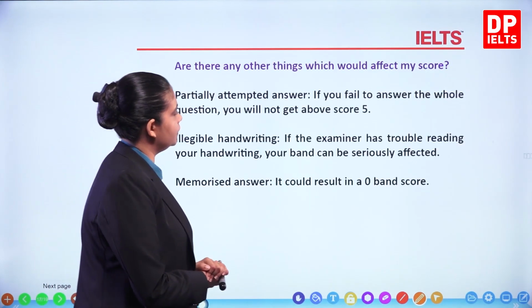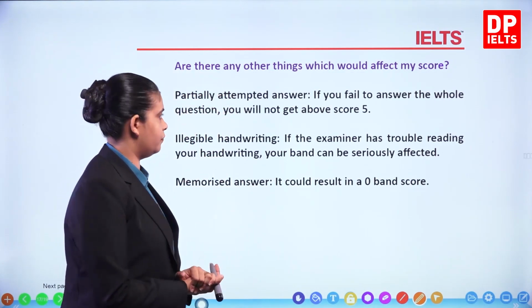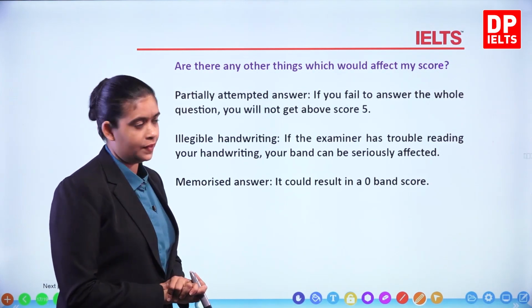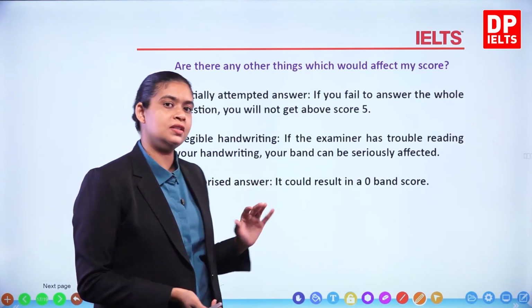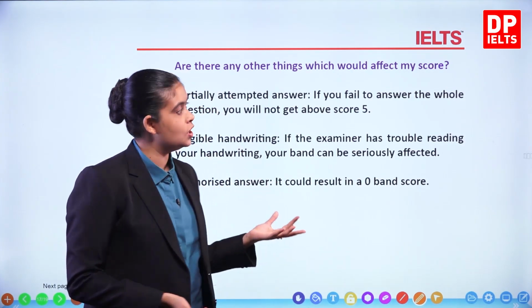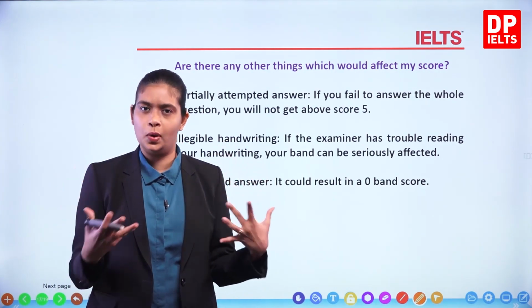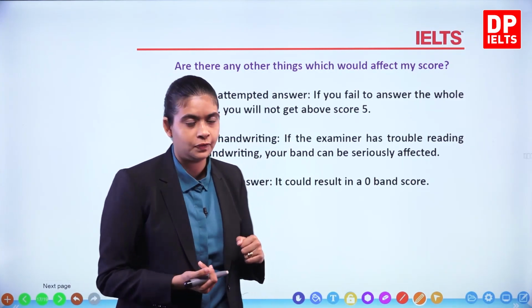Are there any other things which would affect my score? Now, these are questions that you'll have, right? Well, partially attempted answer. If you fail to answer the whole question, you will not get a score above 5. That's the usual norm, right? So you have to understand that fully answering your question is important to push it up above 5.0.